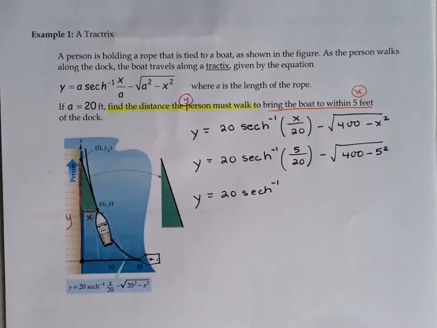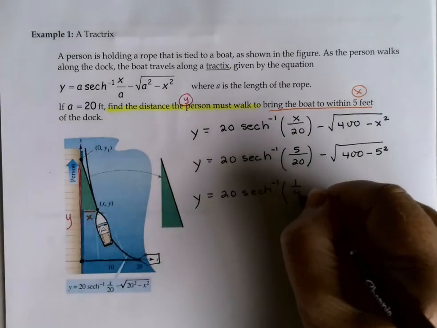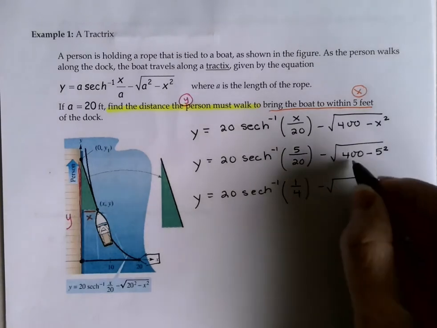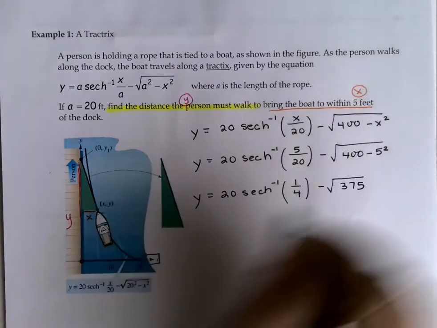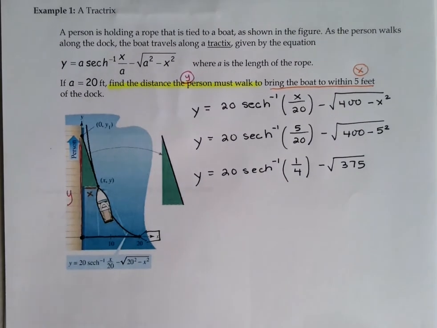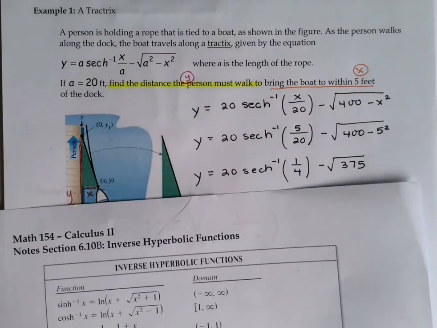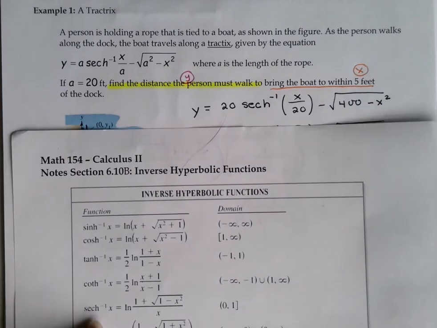So we have 20 times the inverse hyperbolic secant of 1/4 minus the square root of 375. Now, unfortunately, many calculation devices don't have an inverse hyperbolic secant. If you happen to have one that does, more power to you. I know a standard calculator, even a nice TI-84, will not, although some of the more advanced ones might. So I'm going to illustrate this problem using these definitions that we had here. I'm just going to use this definition of the inverse hyperbolic secant, and plug 1/4 in for the x's.